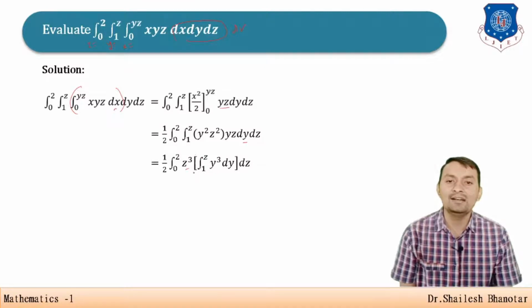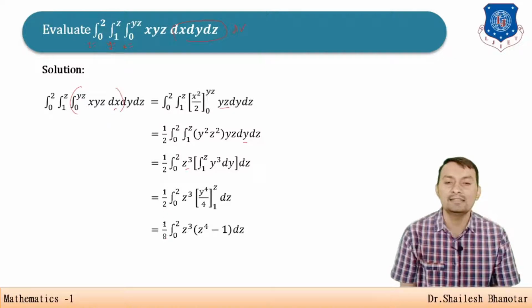So I just take it outside this integration. Now when I integrate with respect to y, I will get y raised to 4 divided by 4 from y equals 1 to z. When we put the upper limit first, I will get z raised to 4, but 4 is a constant quantity, so you can take it outside the integration, so 4 times 2, that is 8. So 1 by 8 is there, integration from 0 to 2, z raised to 3 is there. Z raised to 4, and at y equals 1 I will get only 1. So this is z raised to 4 minus 1 dz.